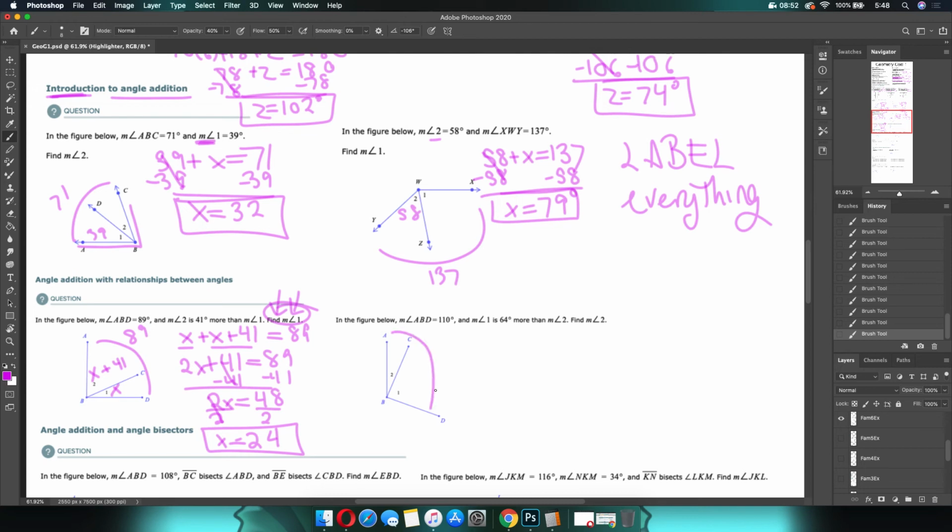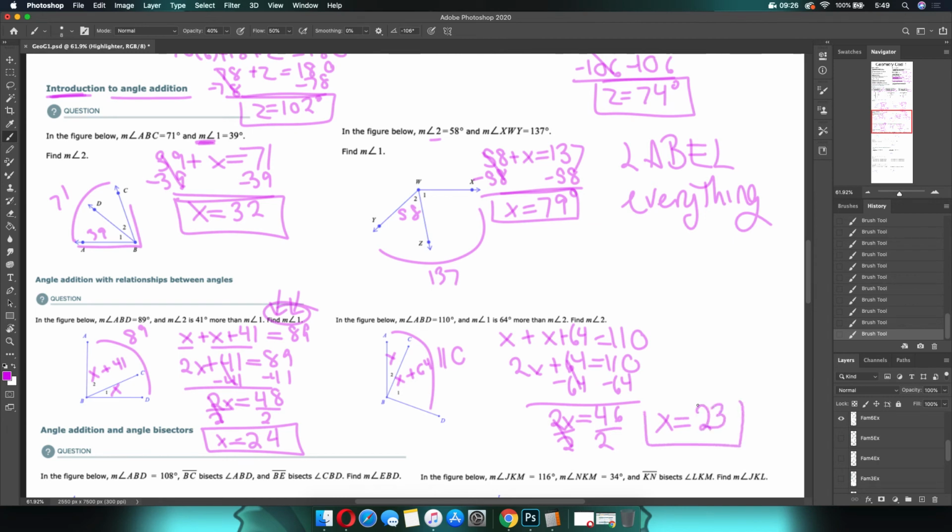ABD is going to be 110. Measure angle 1 is 64 more than the measure of angle 2. So x plus 64 equals 110. 2x plus 64 equals 110. Minus 64, minus 64, 2x equals 46. Divide by 2, x equals 23. That's the measure of angle 2. Are they looking for the measure of angle 2? Yes, they are. And so we are done.